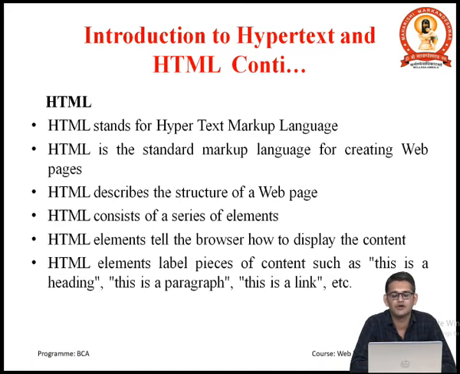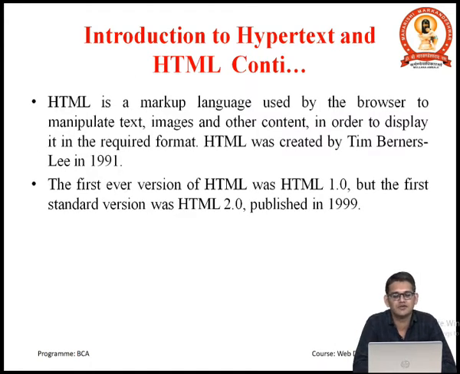So by using HTML elements we can uniquely identify what the content is about, like this is the heading, this is the paragraph, or this is the link. So these names of content can be labeled by using HTML elements. We already know that HTML is a markup language used by the browser to manipulate text, images and other content. HTML can be used to manipulate the text, the images, or the different content available over the website, in order to display it in the required format.